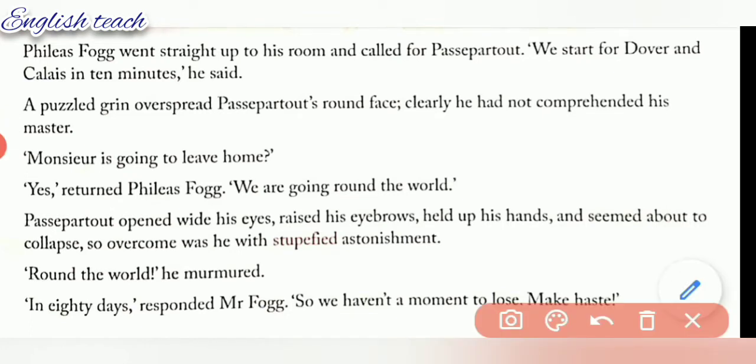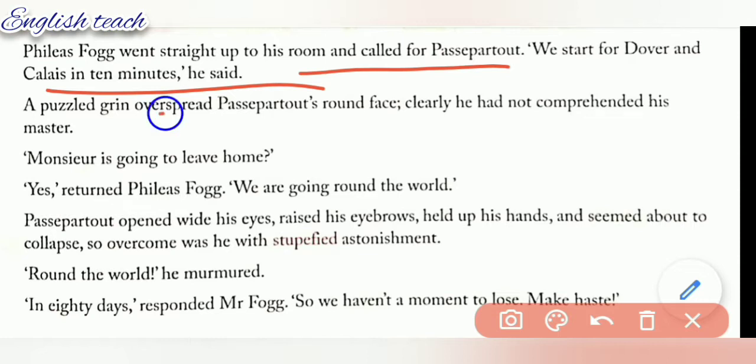As soon as possible, Fogg went straight up to his room and called his servant Passepartout. "We start for Dover and Calais in 10 minutes," he said. Passepartout was shocked: "Suddenly what happened? Where are you going?" The servant clearly had not comprehended his master. Suddenly he was asked to get up and get ready. We have to go to Dover and Calais. So he was very confused.